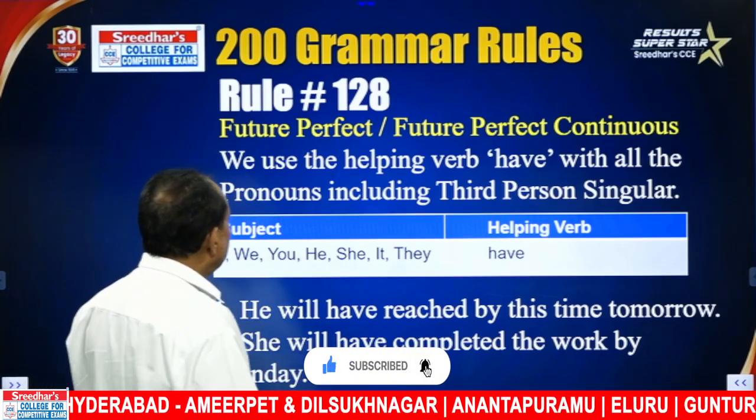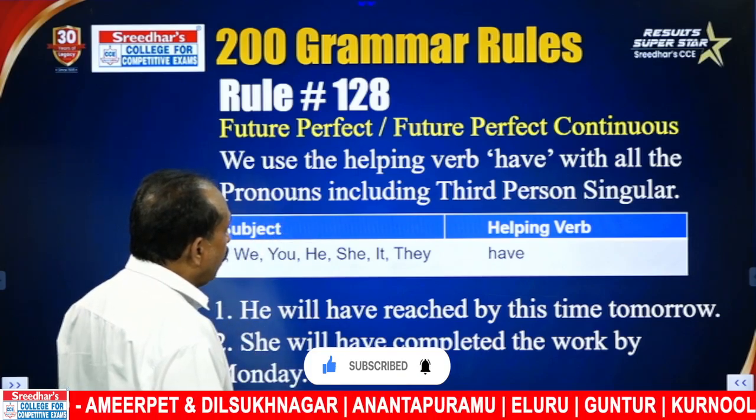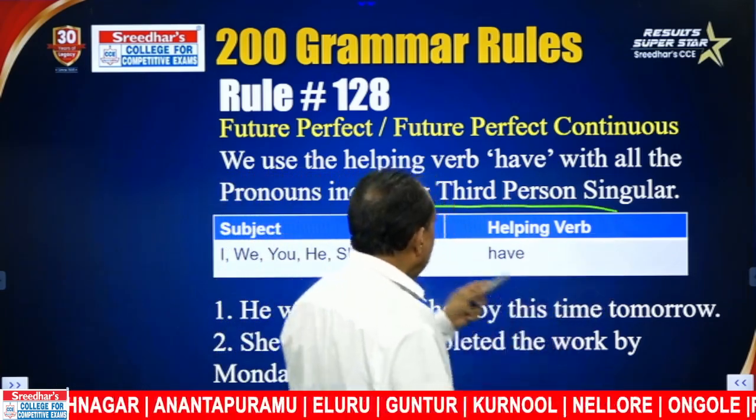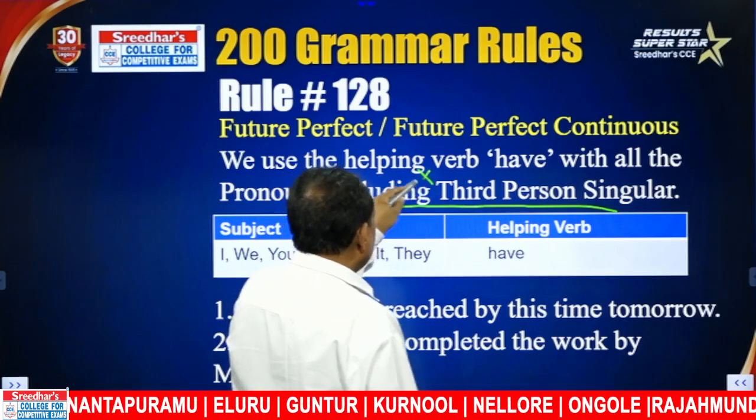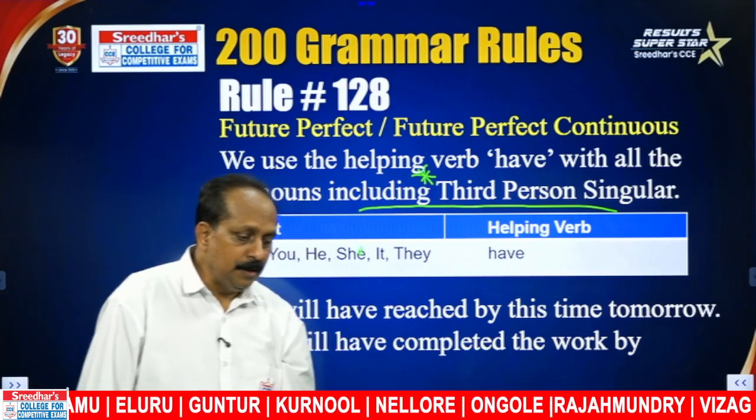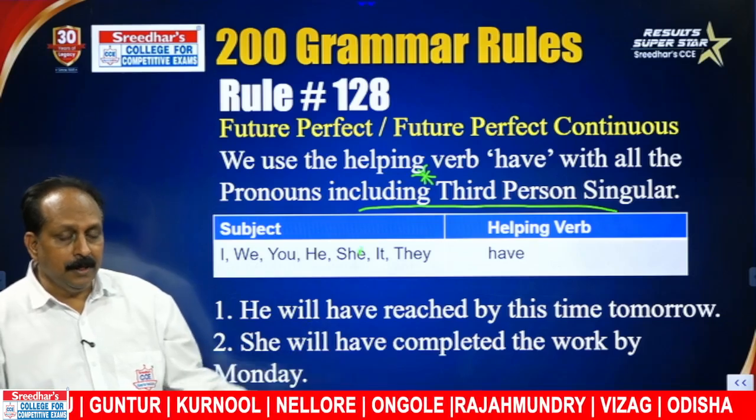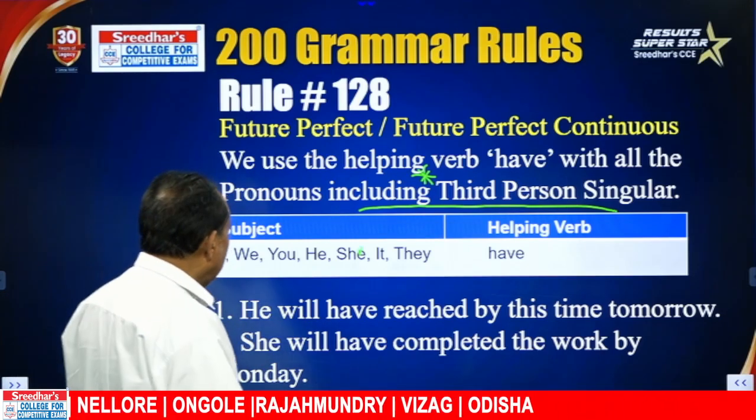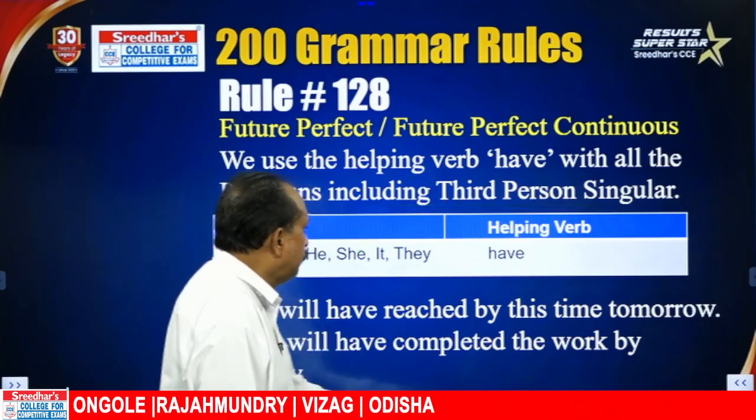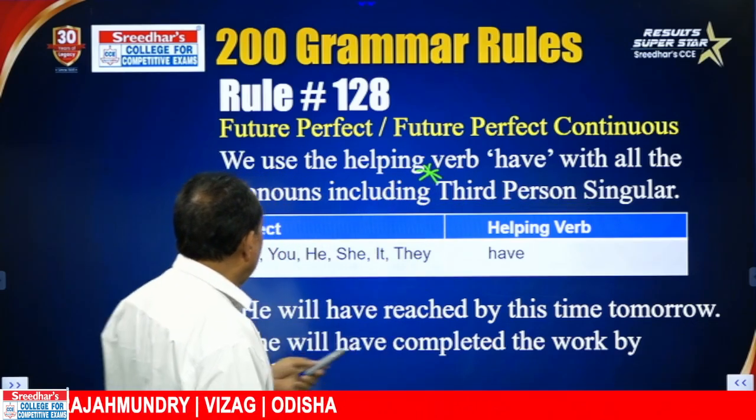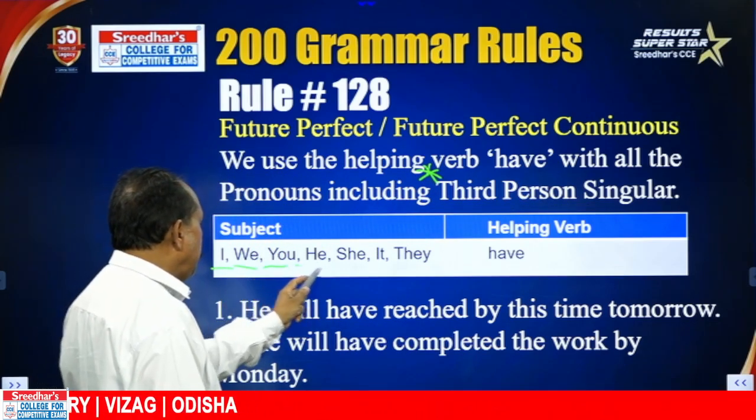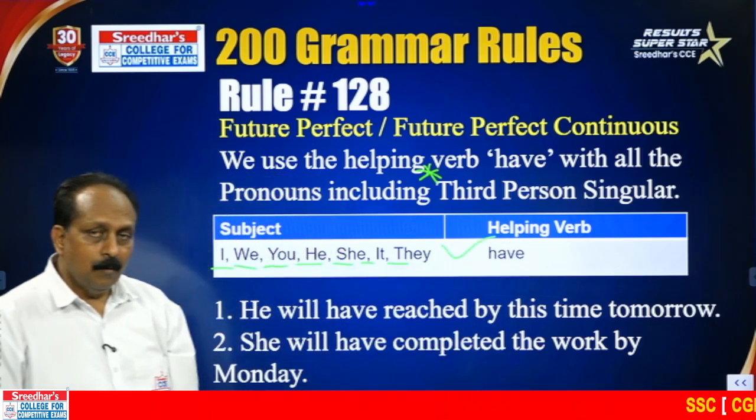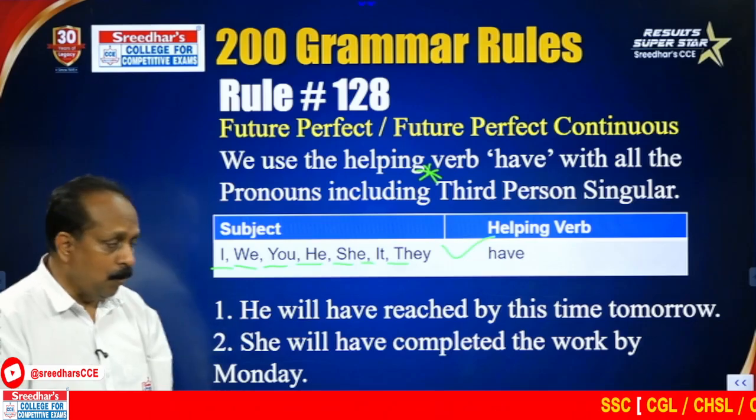Look at the rule. We use a helping verb have with all the pronouns, including third person singular. This is the most important dimension. So far, you have seen he, she, it has, but here third person singular also have. Why? I will explain. That means, I, we, you, he, she, it, they, we use have. When you go to the example, you understand why.